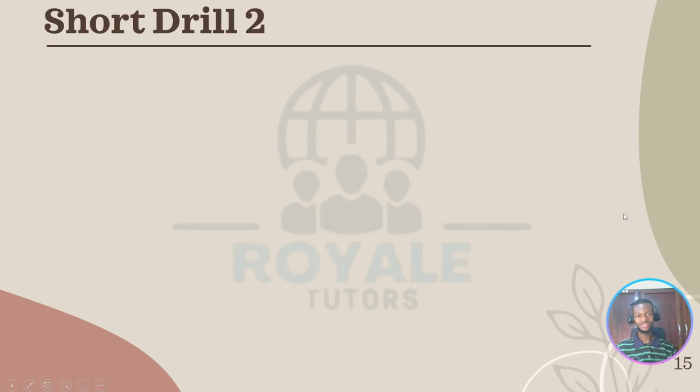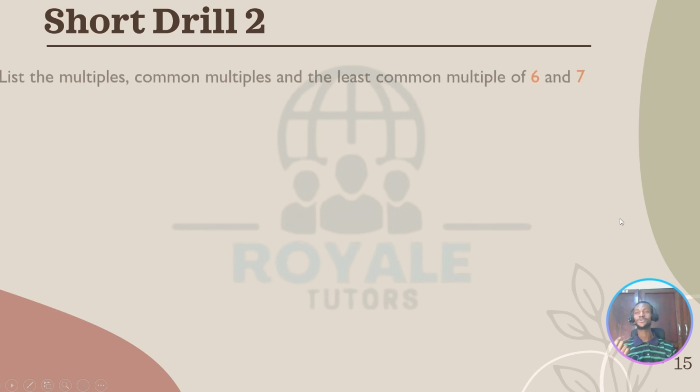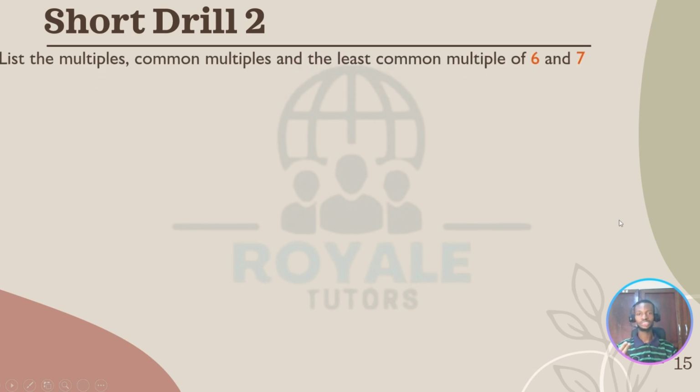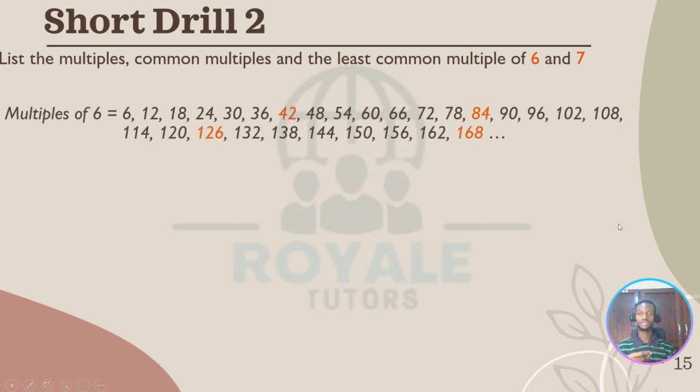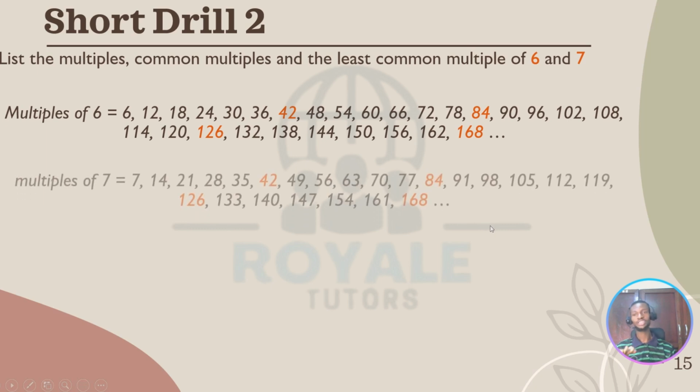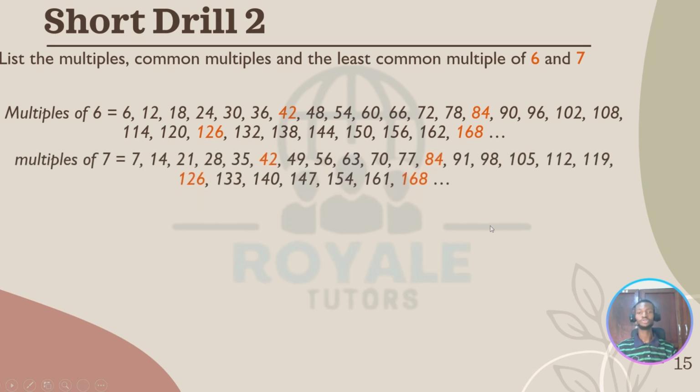Can we take a short drill? Yes. Can you list the multiples, the common multiples, and the least common multiple of 6 and 7? Can you try it out? These are the multiples of 6. Take another minute, generate the multiples of 7, pause the video, and check the multiples of 7. You're welcome. So check it now. Do you get it? These are the multiples of 7.